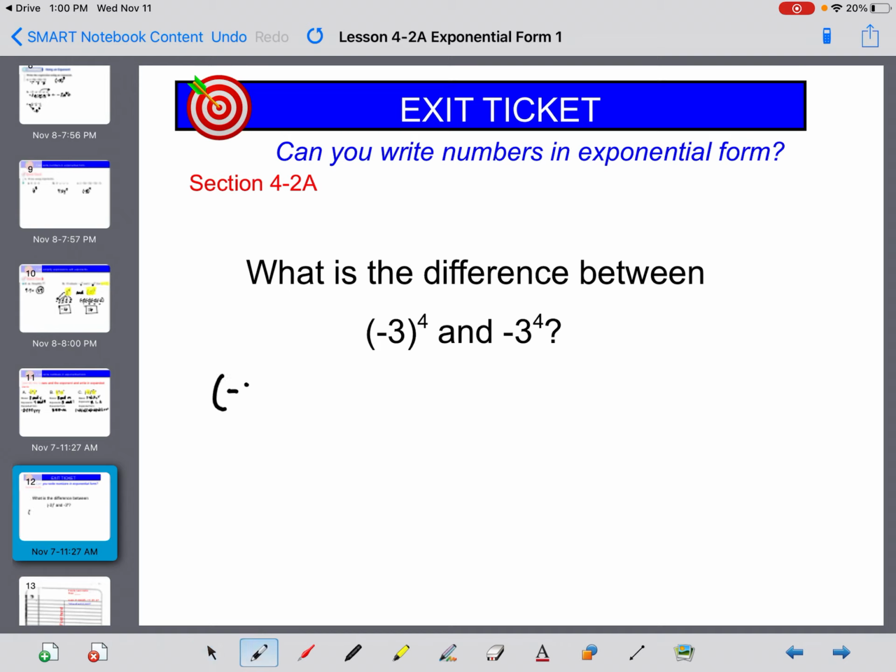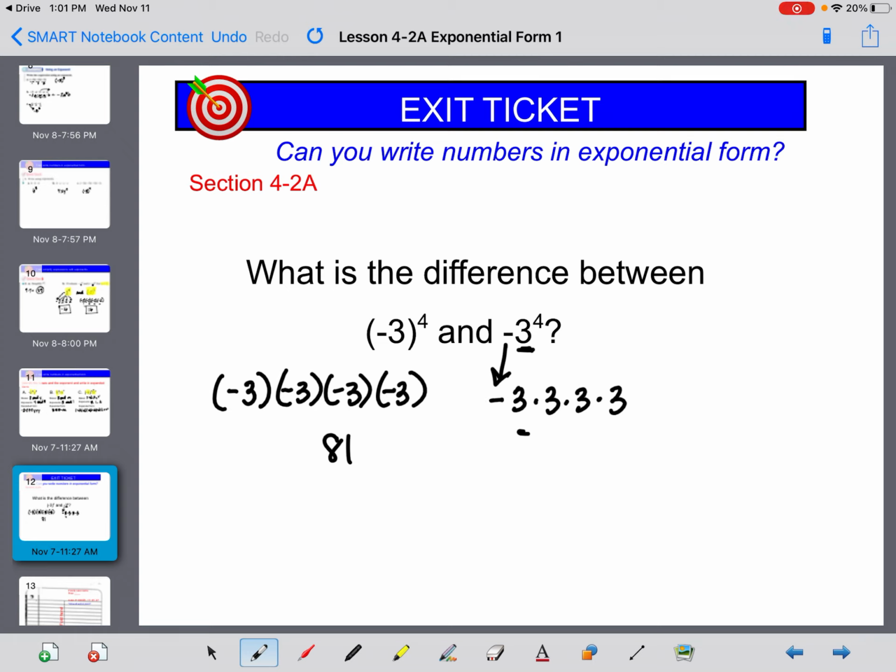Hopefully, you know that negative 3 is the base and it's being multiplied by itself 4 times. This gives me a positive 81. Here, only the 3 is the base. And the negative sign hangs out here in front. When I simplify this, I get negative 81 in standard form.